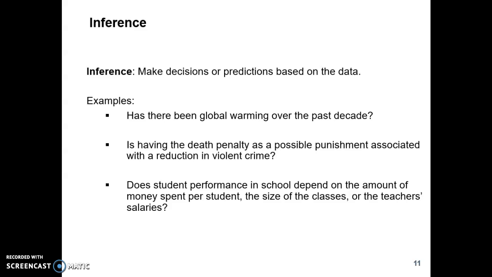Inference. So we're going to make some decision or prediction based on the data. So we make some prediction regarding future sales, perhaps with a marketing survey. We might make some decision such as using a new medication in favor of an old medication because it is more effective. And here are just some other examples for you to look at.